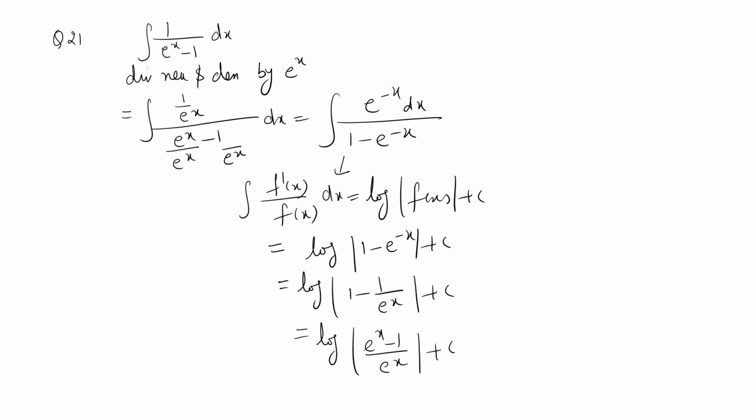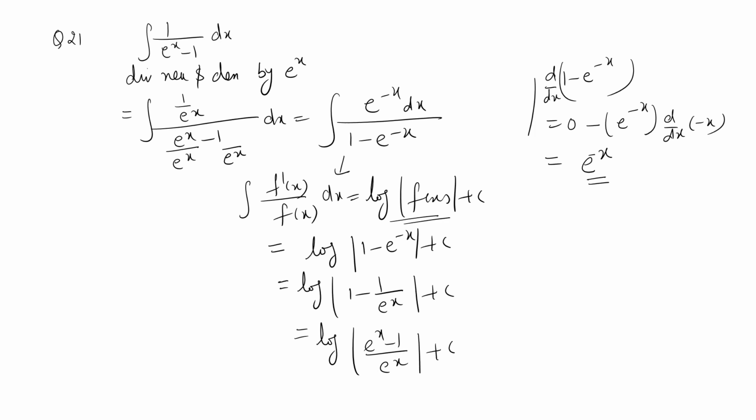Okay. Why? Because you can see that the derivative of this is, the derivative of 1 is 0, minus e raised to power minus x, and d/dx of minus x is minus 1. So it will give you the derivative as e raised to power minus x. So that's why it has changed to f dash x upon f x form, which can be integrated as log mod f x plus c.